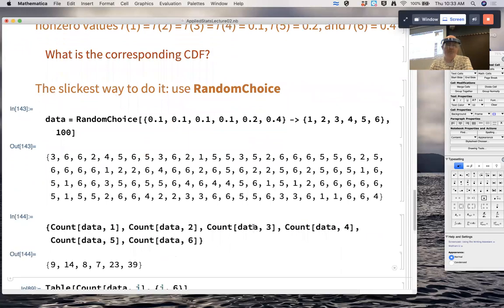And you can count them. Yeah, 5s or 6s total up to 62 of them out of 100. 1s, 2s, 3s, and 4s are the other ones. I wouldn't expect you to know that you could do this. I'm just showing you you can do it.